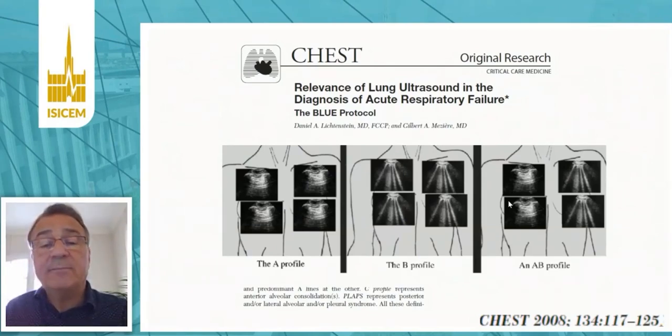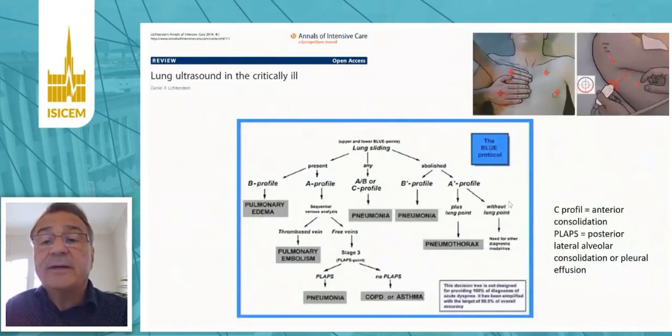As well, he describes the C profile, for which he describes the entire consolidation, and the PLAPS, which is a posterior lateral alveolar consolidation or pleural effusion. And then, using all these 6 profiles, he described the Blue Protocol.